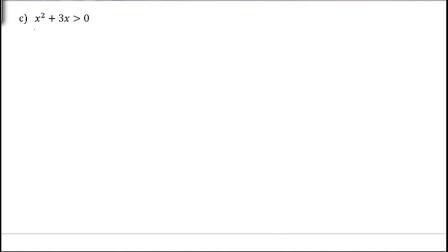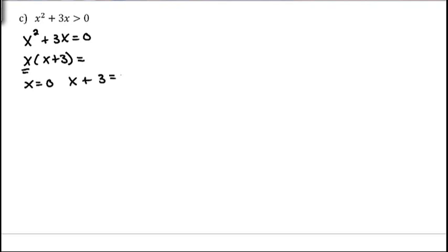On our next example here, x squared plus 3x equals 0. So again, we want to solve this for x. x squared plus 3x equals 0. We can factor out an x: x times x plus 3. And so don't forget to set x equal to 0, and x plus 3 equals 0. So we get x equals 0 and x equals negative 3.